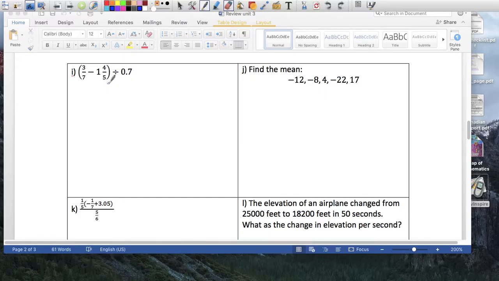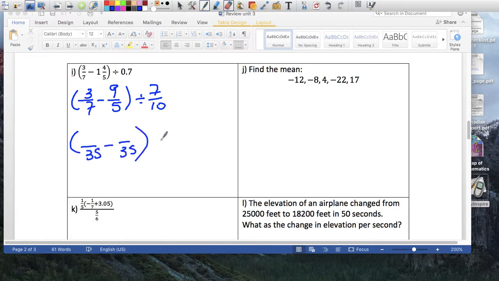Subtraction, then what do you call it? Multiplication. 3/7. Minus 5 times 1 is 5, plus 4 is 9, 9 over 5, divided by 7 over 10, because I'm going to change it to a fraction. Inside the parentheses, we get 35 as our common denominator. 7 times 5 gave you 35, so it's 5 times 3, which is 15. 5 times 7 gave you 35, so 9 times 7 is 63.